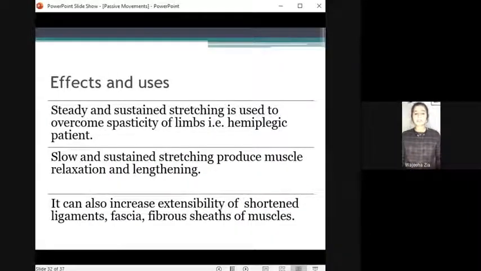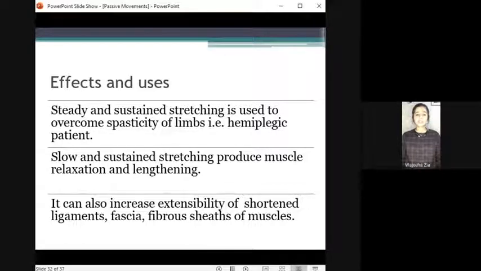Steady and sustained stretching is used to overcome the spasticity of the limbs. Example is of the hemiplegic patient. There are two types of paralysis. The one is the flaccid paralysis, and the second one is the spastic paralysis. In the spastic paralysis, the patient's muscles are very tight in the contracted position in the spasm. So this technique is really helpful in the lengthening of the muscle.